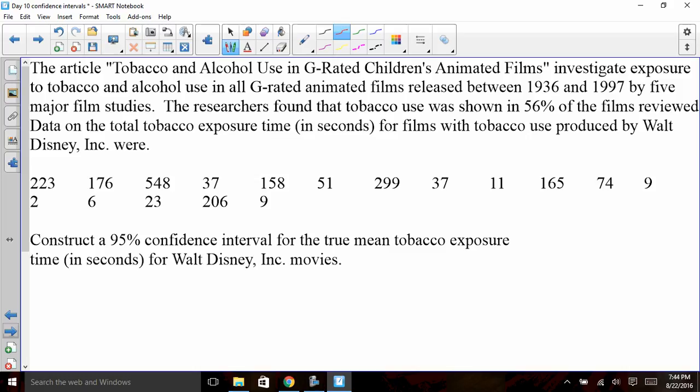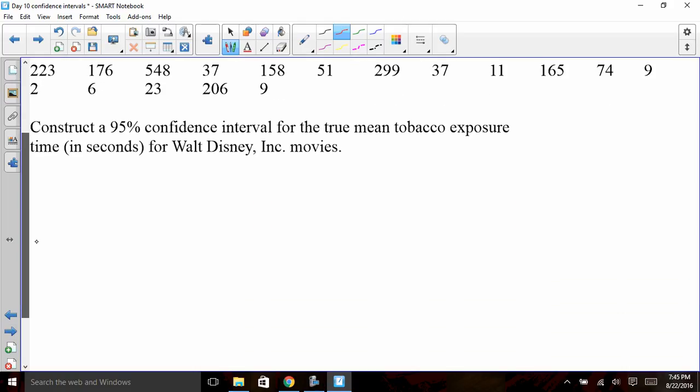In the article "Alcohol and Tobacco Use in G-Rated Children's Animated Films," so like Disney movies, there's an investigation of films made between the years 1936 and 1997 by 5 of the major film studios. The researchers watched G-rated animated films released between 1936 and 1997 to show how long a time span, in seconds, you either saw alcohol or tobacco. Here are some times from Disney, and we're going to construct a 95% confidence interval.